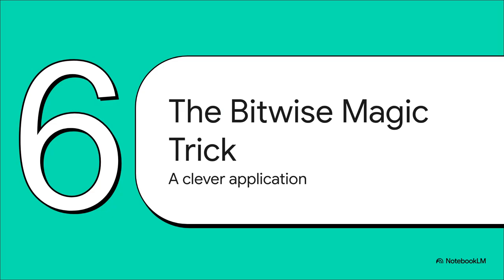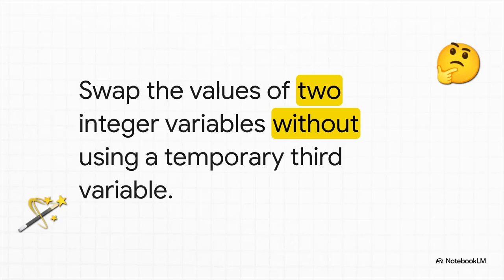Okay, theory is great and all, but let's put it all together with a classic programming puzzle that honestly feels a bit like a magic trick. This is a fantastic way to show why understanding these operators, especially XOR, is so powerful. So here's the challenge. Imagine you have 2 variables, A and B. How do you swap their values? Now, the easy way is to just create a third temporary variable. But here's the catch. You can't. You are only allowed to use A and B. So, how would you do it?